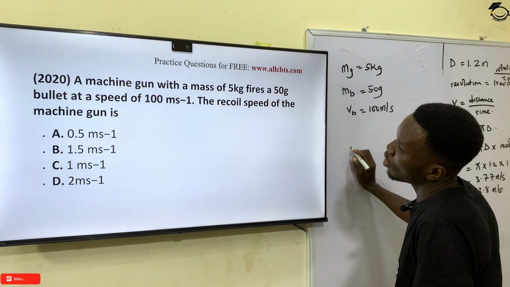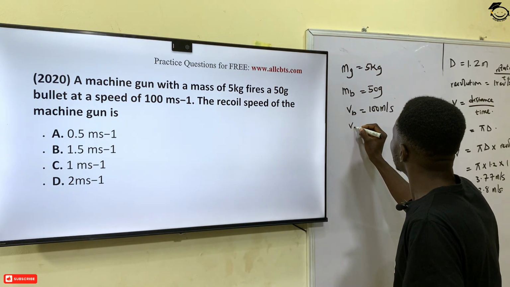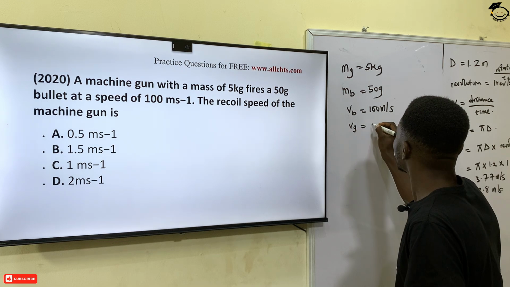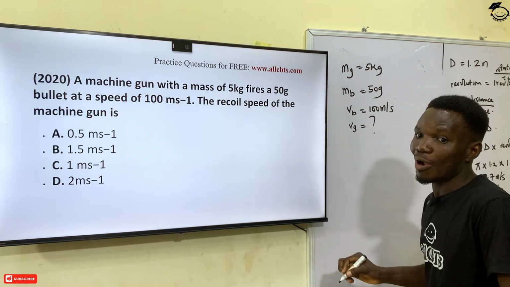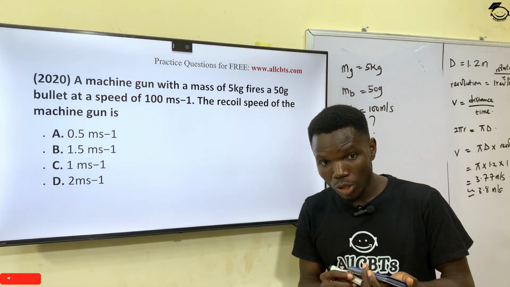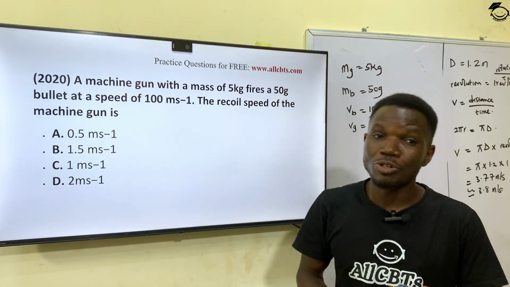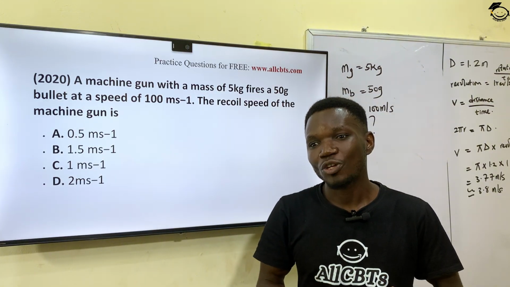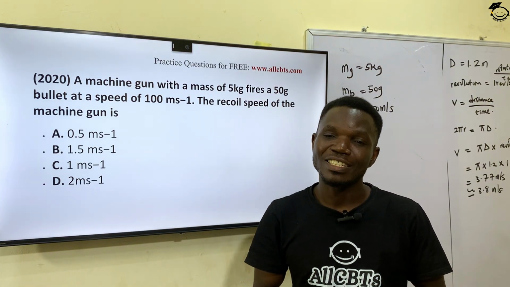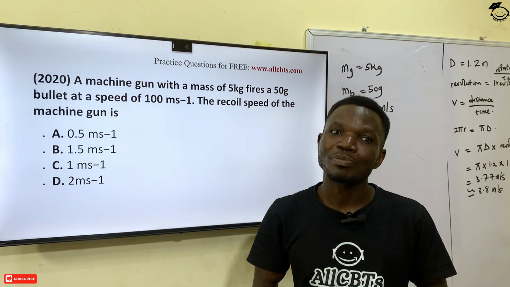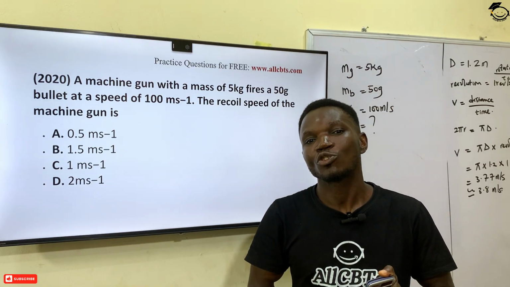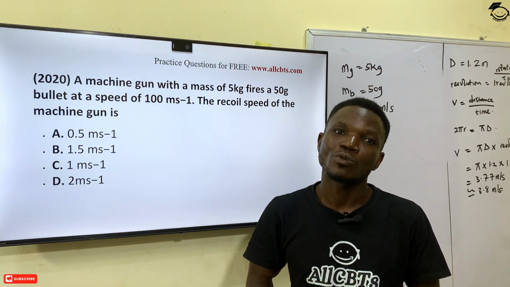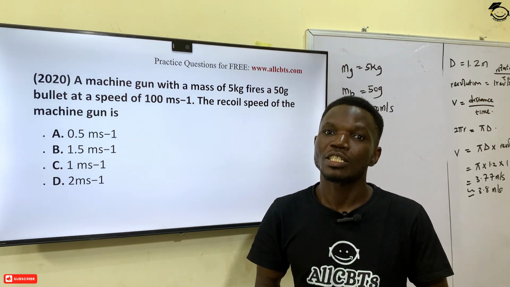The recoil speed of the gun. So the velocity of the gun is unknown. Now, when you fire a bullet from a gun, then you call it the recoil of the gun. The gun bounces back at a particular speed. So if you are not holding the gun rightly, you will most likely be the first person to fall down even before the person or the thing you are trying to shoot at gets the bullet.